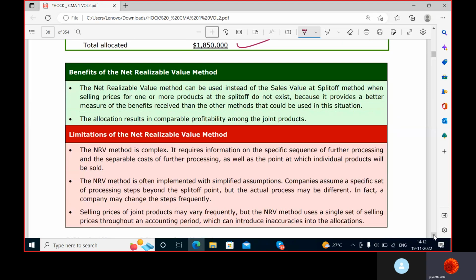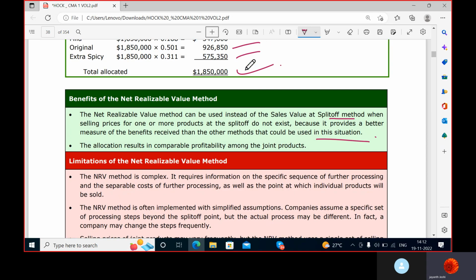Benefits of NRV. The NRV method can be used instead of sales value at split off point, because we saw some pros and cons of that method. So this method is an alternative to be used in place of sales value at split off point when selling prices for one or more products at split off do not exist, because it provides a better measure of benefits received than other methods that could be used in this situation. Of course, this also requires selling price.